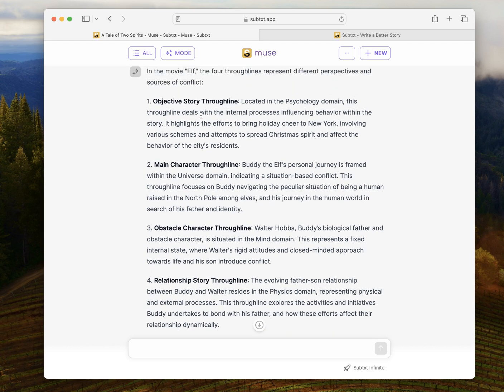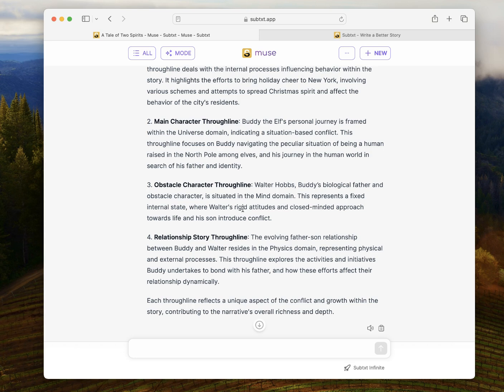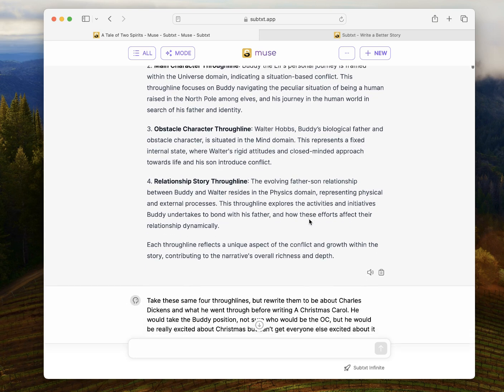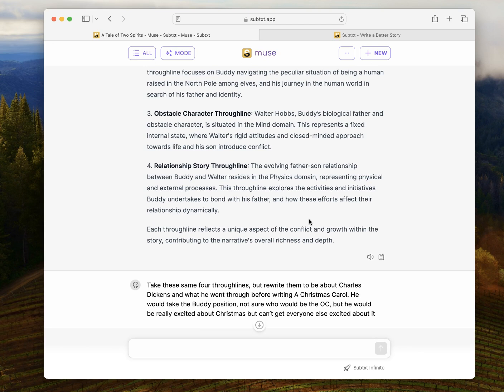And then it explains why it's in the psychology domain. It explains why the main character is Buddy and why he's in the universe domain, why his dad is in the mind domain. He's got this rigid attitude and closed-minded approach towards life. And then their evolving father-son relationship is the heart of the story. And if I wanted to, I could ask Muse to read it to me.